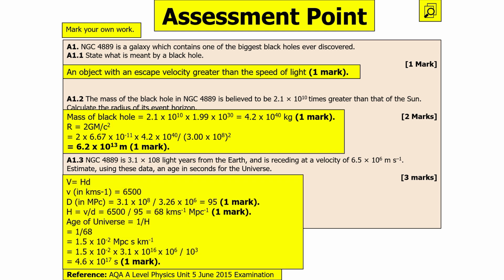In this next question, we know v equals Hd, but v needs to be in kilometers per second, so we convert meters per second to kilometers per second. Distance needs to be in megaparsecs, so we convert our value given into megaparsecs by dividing by 3.26 times 10 to the 6, so it's 95. So therefore H is v over d, and it's 68. The age of the universe is 1 over 68, but that's not an appropriate unit. So we then use our conversion factor, and we work it through as shown on the screen to be 4.6 times 10 to the 17 seconds.